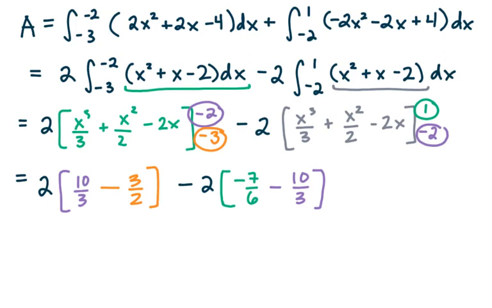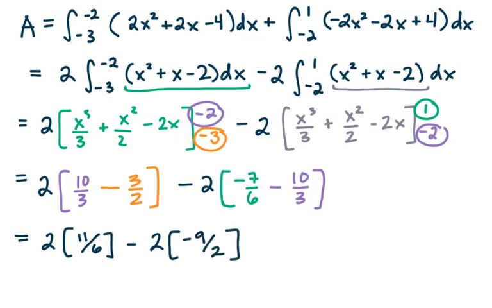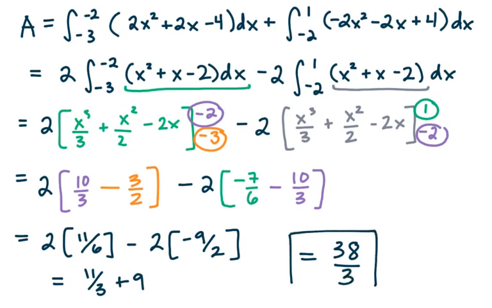And simplifying this, I have 2 times 11/6 minus 2 times -9/2, which is 11/3 plus 9, which simplifies to 38/3. 38/3 is the value of my integral and the area between those two curves.